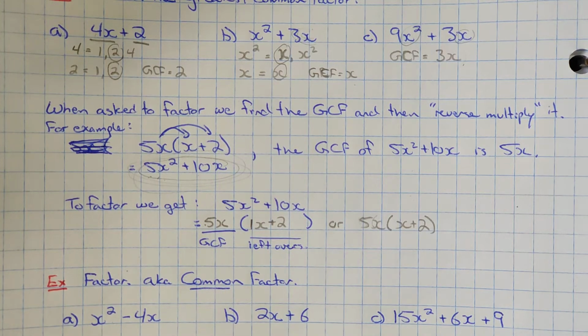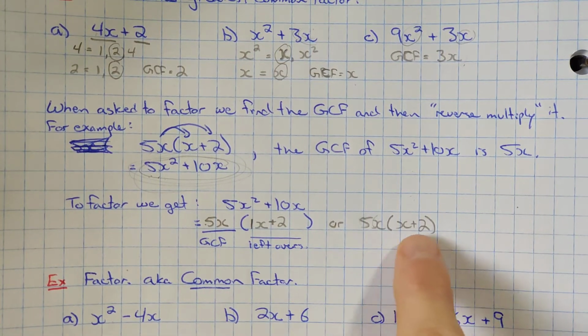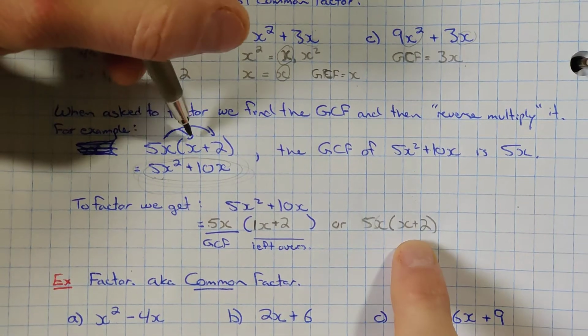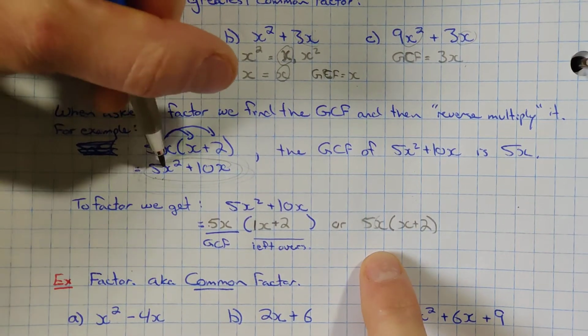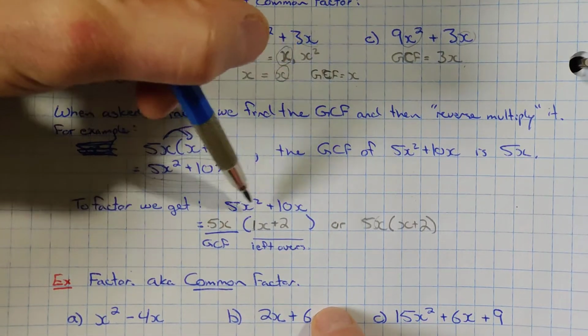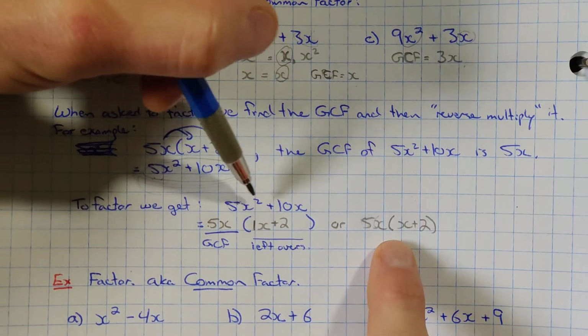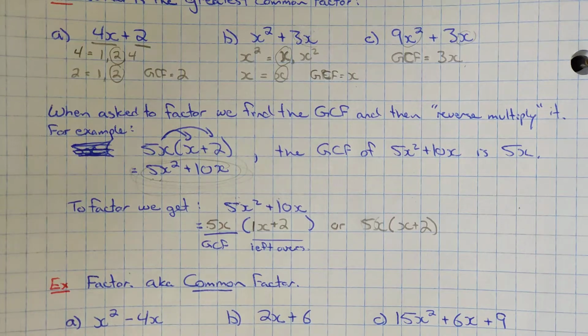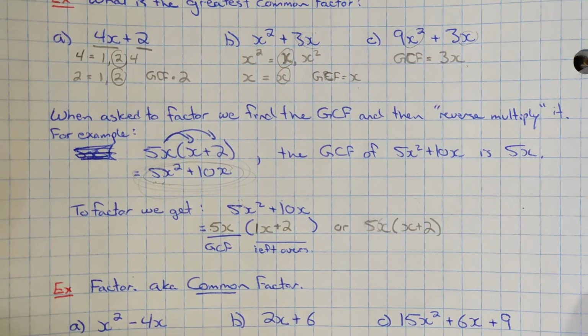And how do you know you got it right? You can multiply this now. This is an expanding question. And if you take your answer and multiply it, you should get back to the question. 5 times x is 5x squared. 5 times 2 is 10x. So that would mean it's right. So these are nice in that you can actually check your answers. And once you're comfortable with factoring, you can also check your expanding questions and see if you got the right answer.